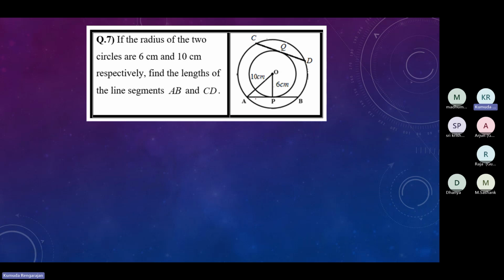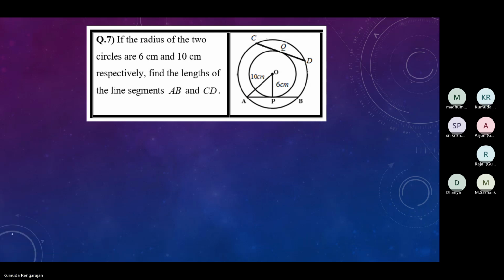So here you can find AP using Pythagoras theorem and double AP to get AB. You'll have to also find CD. Now we know that chords that are equidistant from the center are equal. Chords that are equidistant from the center are equal in length.